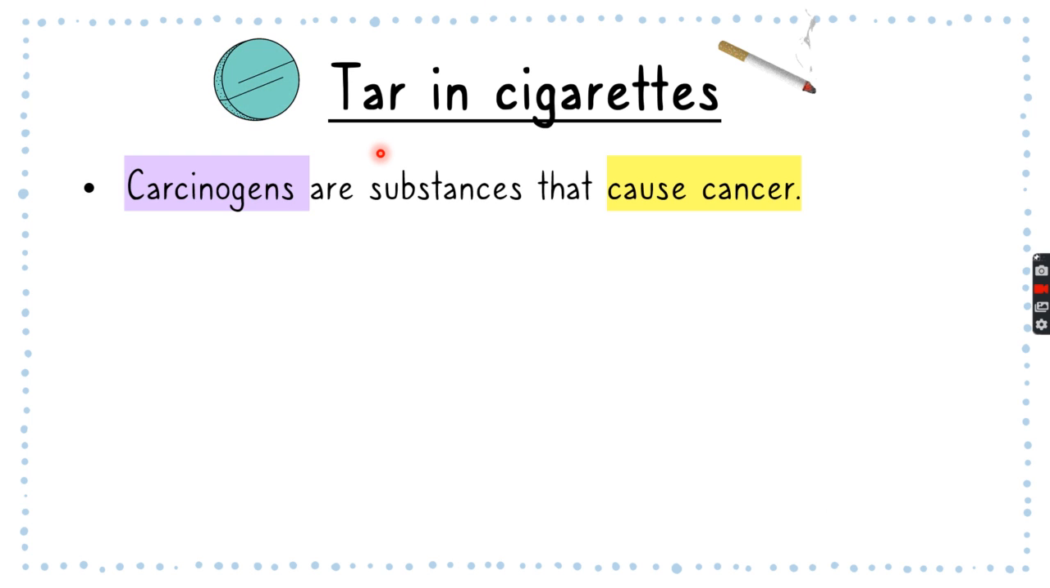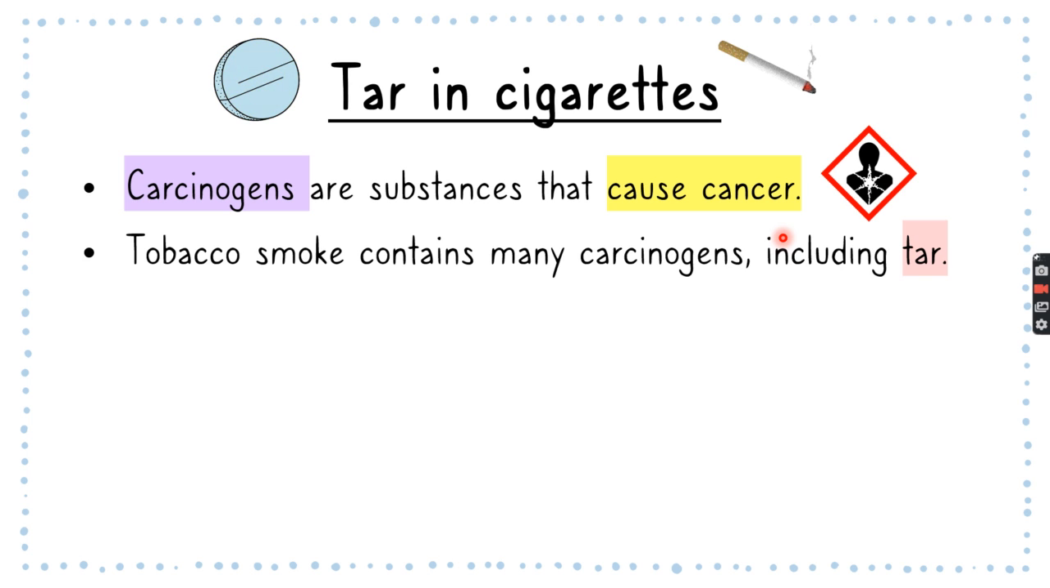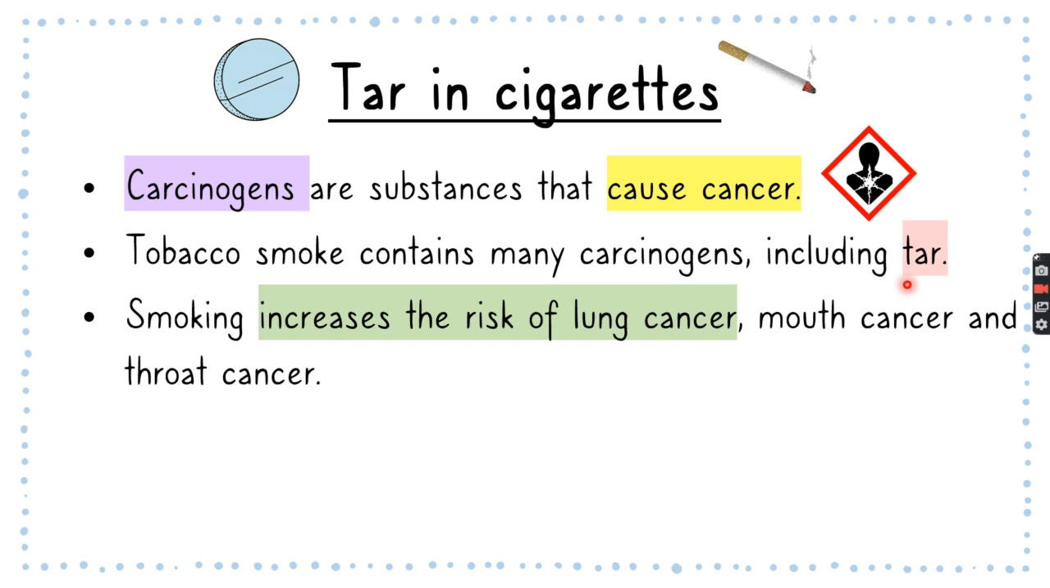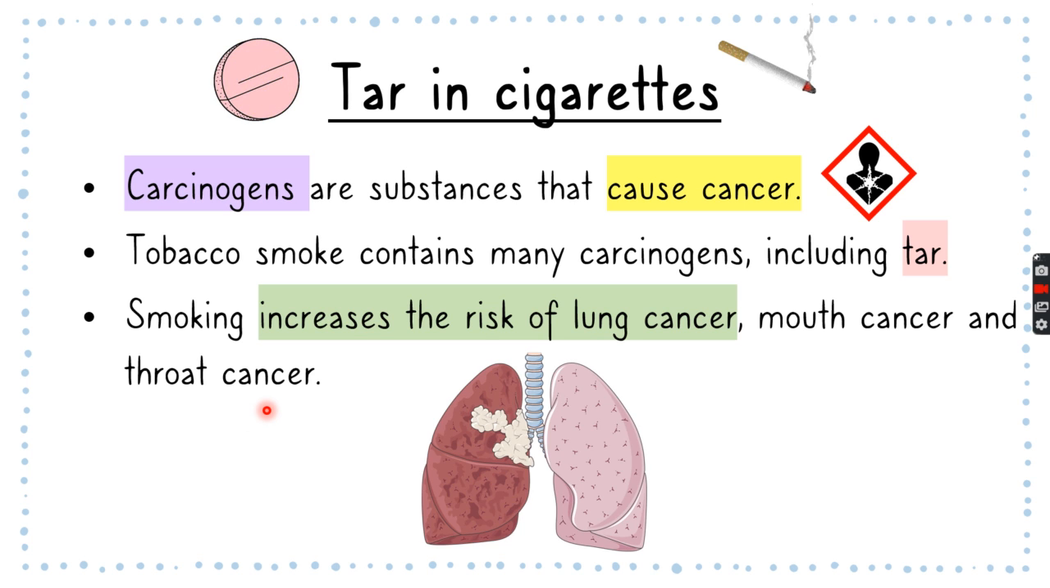The tar, which is the second harmful component in cigarettes, is actually carcinogenic. And carcinogens are substances that can cause cancer. Tobacco smoke contains many carcinogens, including tar, and smoking increases the risk of lung cancer, mouth cancer, and even throat cancer. And when we think about cancer, we think about tumors.